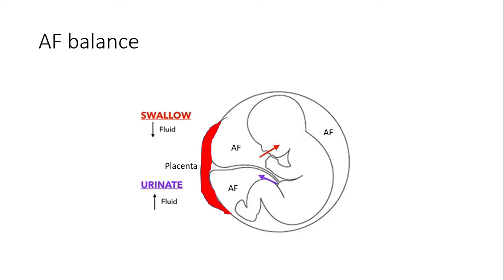This slide pictures the balance of amniotic fluid, which, as I mentioned before, is produced by the placenta, by membranes, by kidneys, so the baby urinates, and swallowing of the fluid helps to maintain the balance, and absorption by the skin and lung tissues is necessary for absorbing it.